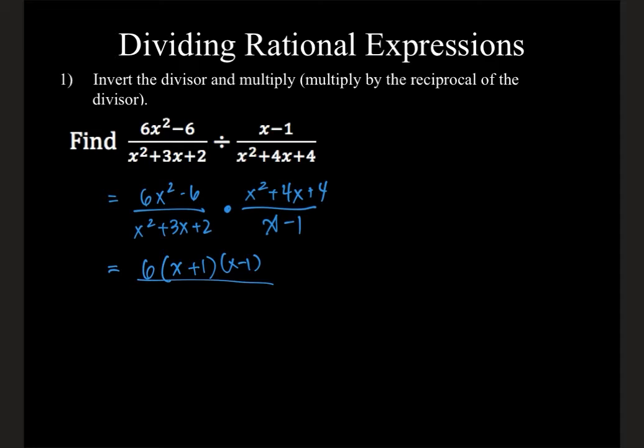This is another one that's easy to factor. Factors of 2 that give me a sum of 3 are just 2 and 1. So it becomes x plus 2 times x plus 1. Multiplied by x minus 1. I cannot factor that out. X squared plus 4x plus 4. Factors of 4 that will give me a sum of 4 are 2 and 2. So it's x plus 2 times x plus 2.